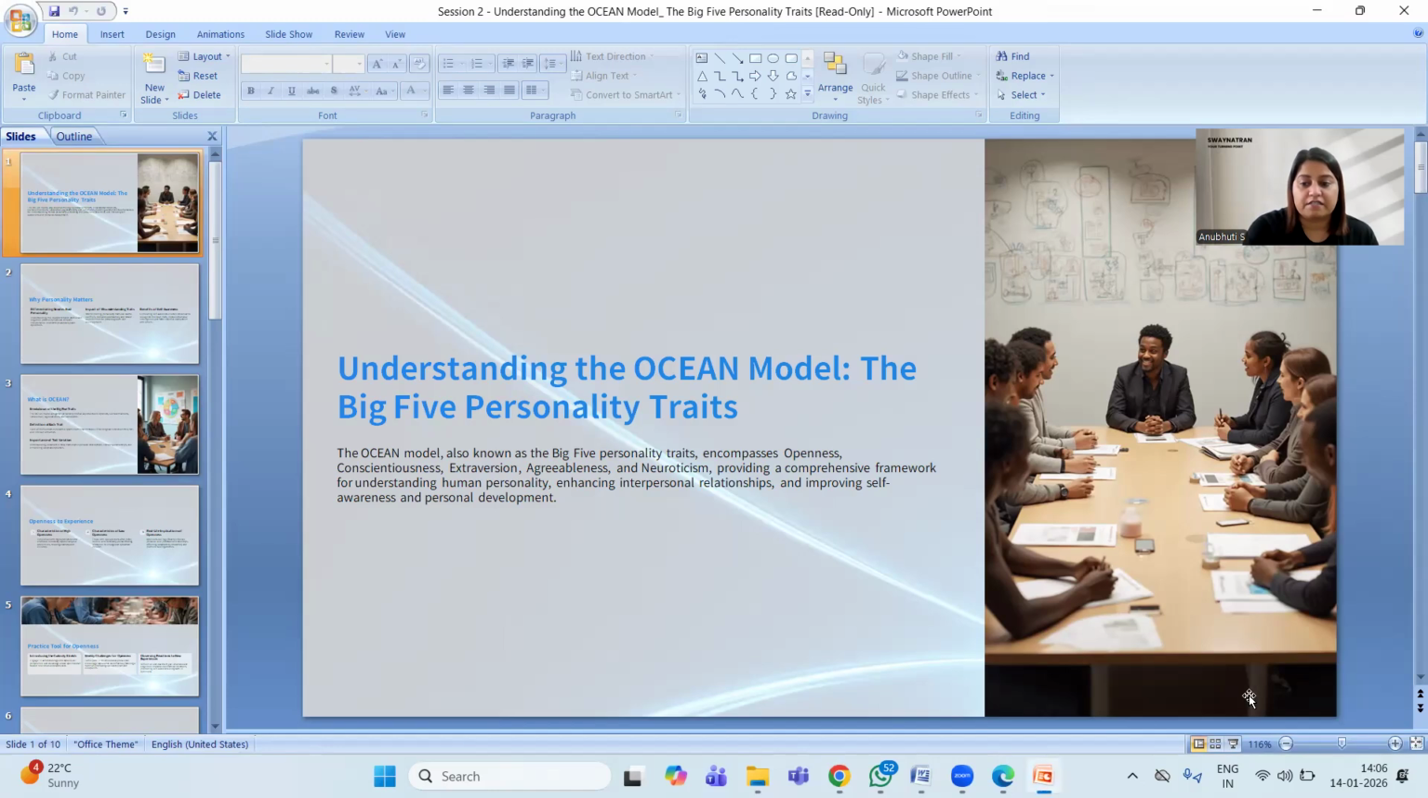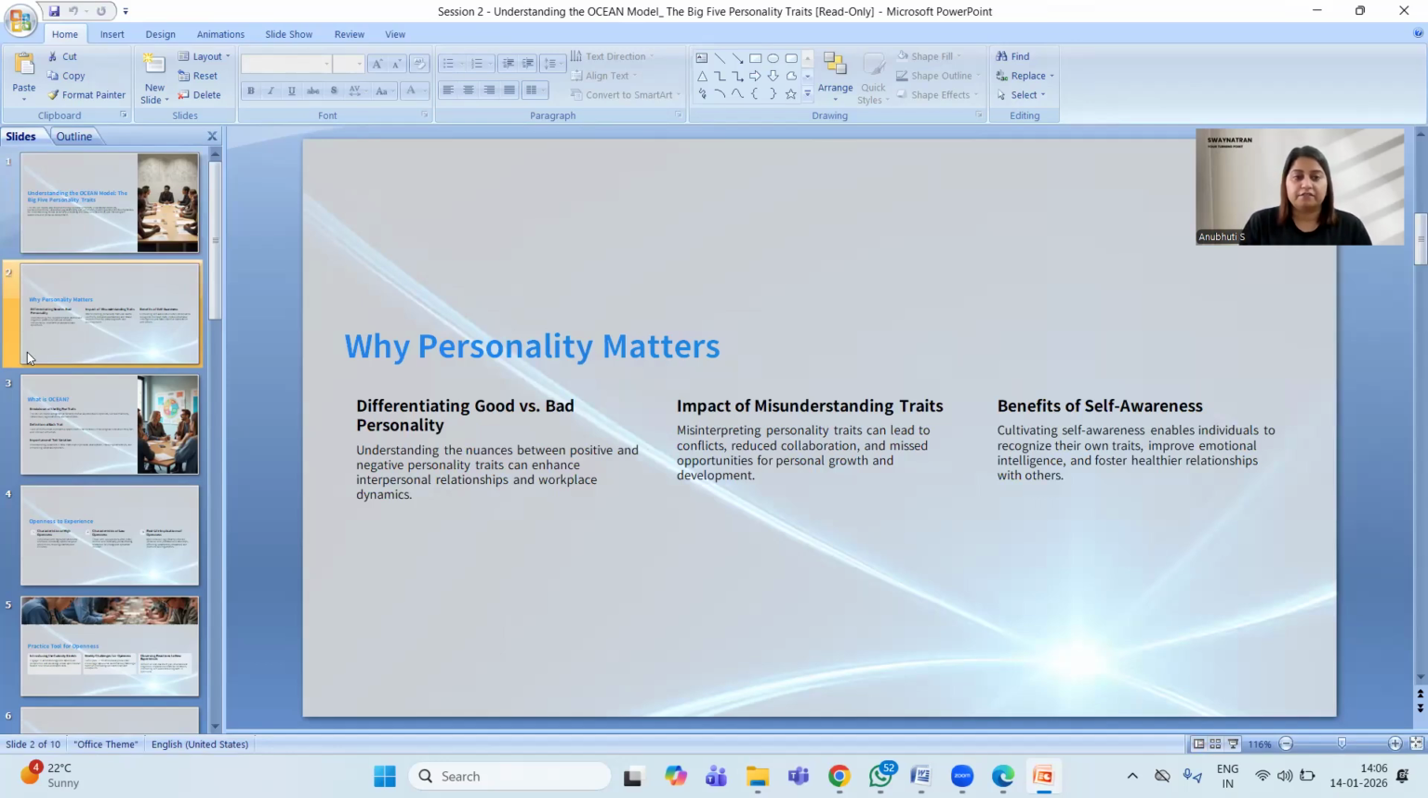So let's understand what the ocean model means. These five personality traits, the ocean model, also known as the Big Five personality traits, comprising openness, conscientiousness, extraversion, agreeableness, and neuroticism, provide a comprehensive framework for understanding human personality, enhancing interpersonal relationships, and improving awareness and development. So, why personality matters and why we want to talk about it through OCEAN.